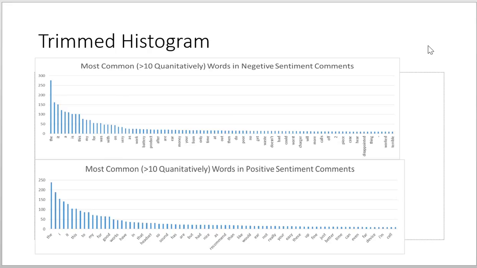Whereas for the negative at least, there's not many descriptors that are that negative. The first one is poor, which is only used 10 times. Whereas in the positive, you've got words like good, nice, recommended, like, which are more descriptive as far as what you would think of with positive sentiment comments.